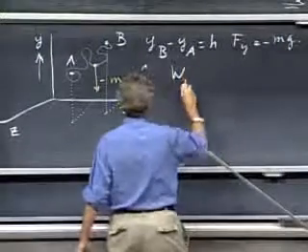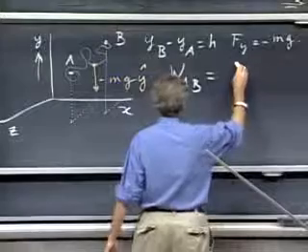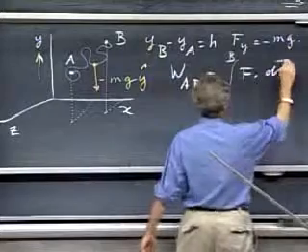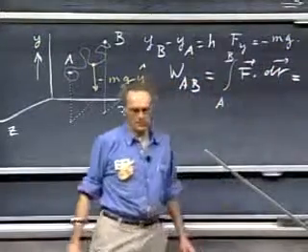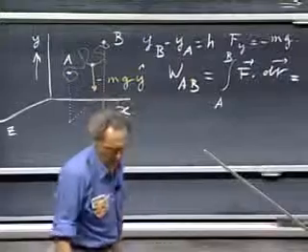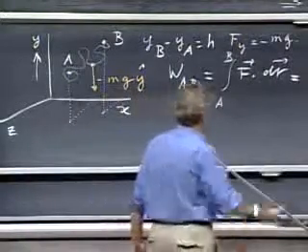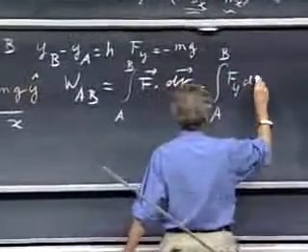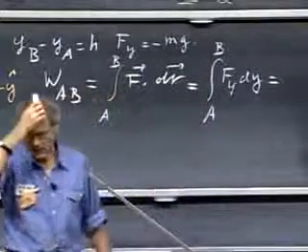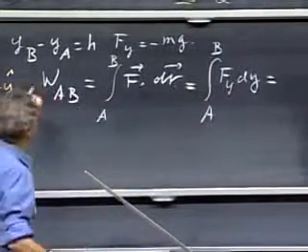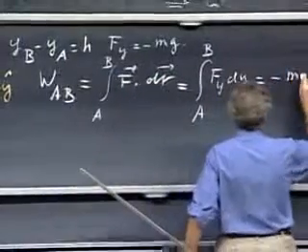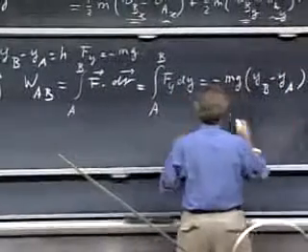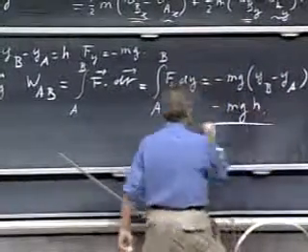And so if I calculate now the work in going from A to B, which is the integral from A to B of F dot dr, then the only term that I have is the one that deals with the y direction. The other terms have nothing in them. So it is the integral from A to B of F_y dy. And that equals minus mg times y of B minus y of A, so that is minus mg times h.